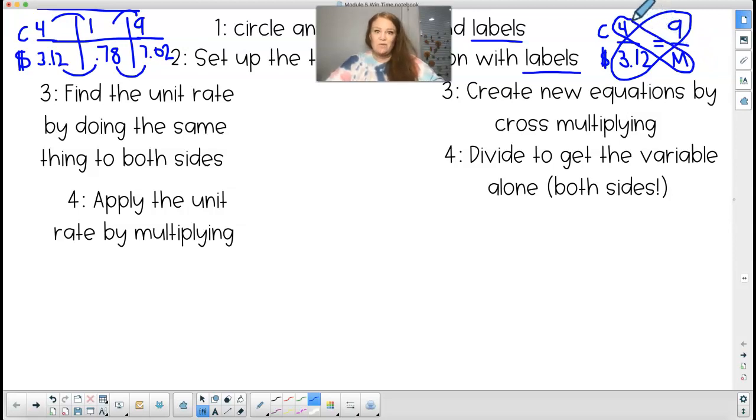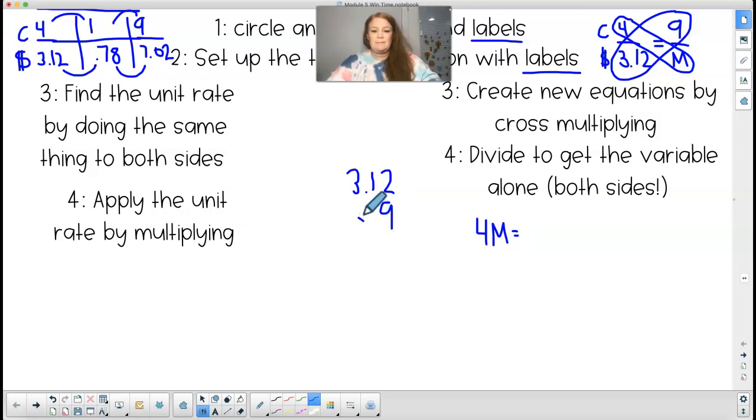I'm going to start with 4 times M since it's going to be pretty easy. I don't know what M is, but I know I have 4 of them. So that is just 4M. And it's going to equal $3.12 times 9.